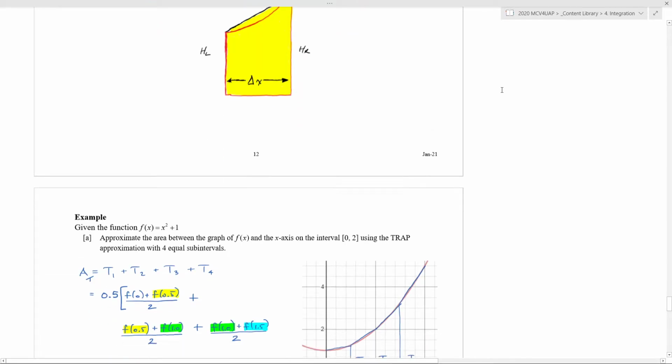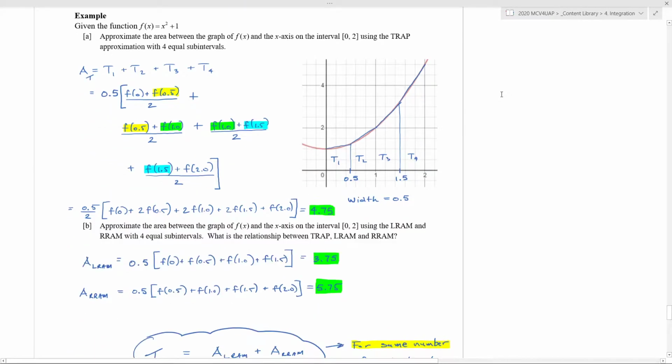So some examples. And I've already put the solution in here because I've gone through this with the other class. Given the function f of x equals x squared plus 1, which is graphed there in the picture, approximate the area under that graph from x equals 0 to 2 using a trapezoidal approximation with 4 equal subintervals. So it's telling you to use 4 trapezoids with equal width. 4 equal subintervals means 4 equal width trapezoids.